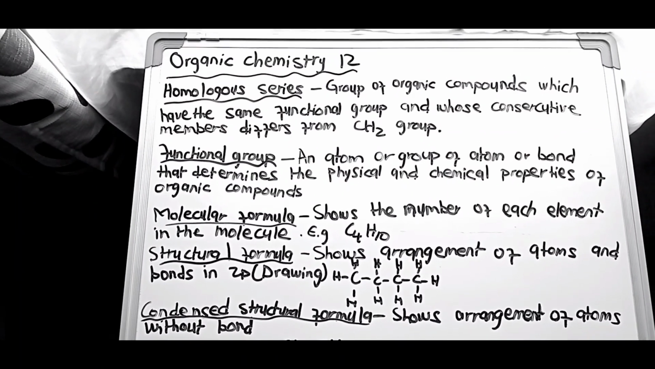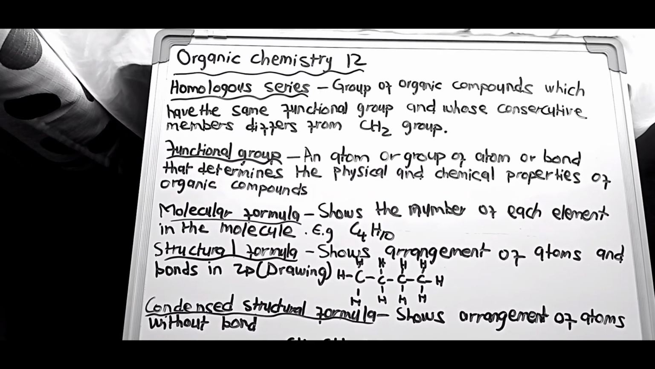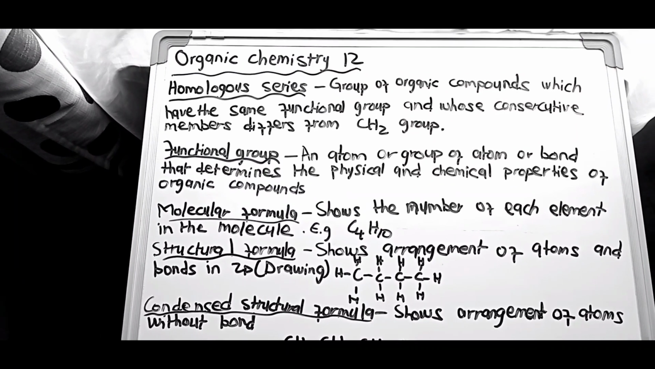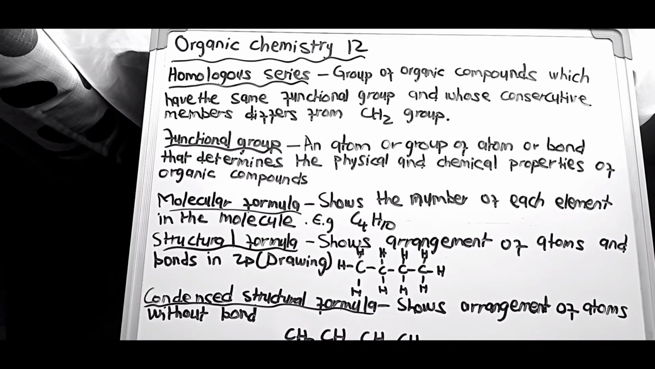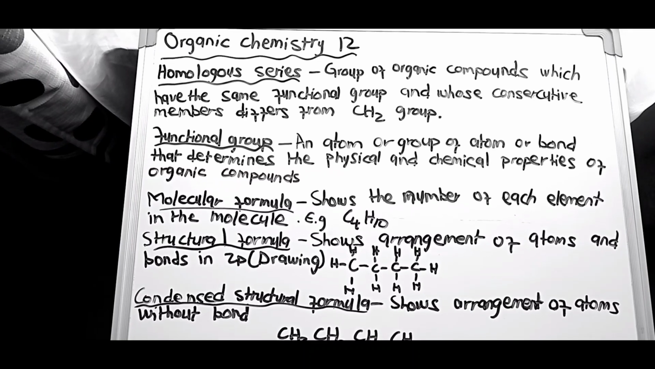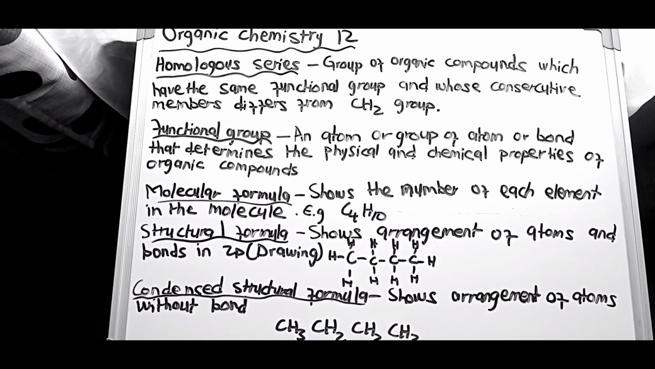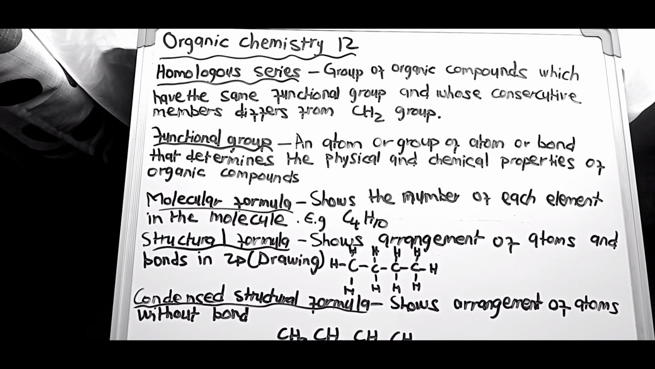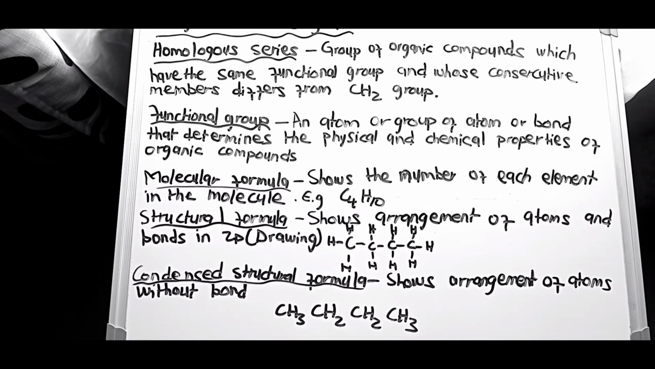Right? So the first definition is the homologous series. It's a group of organic compounds which have the same functional group and whose consecutive members differ by a CH2 group. Another definition, it's the functional group. It's an atom or group of atoms or a bond that determines the physical and the chemical properties of organic compounds. Another definition, it's the molecular formula, which shows the number of each element in the molecule.